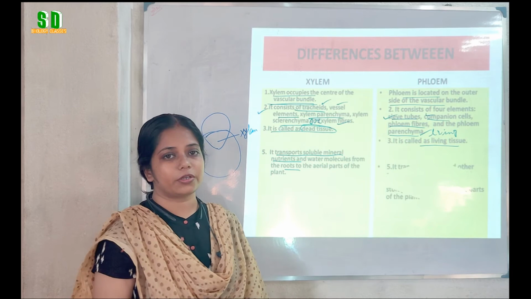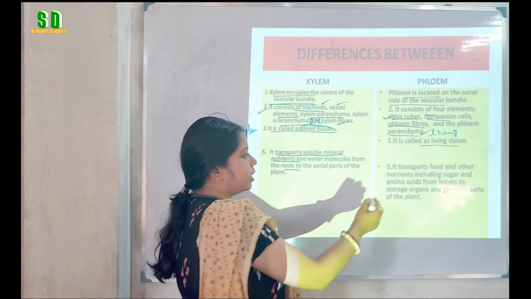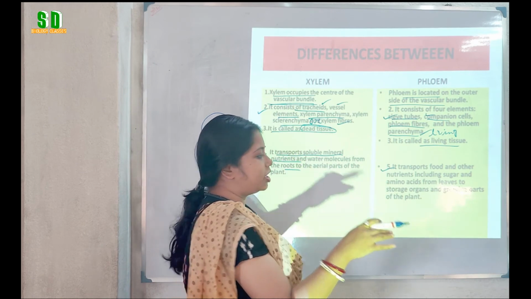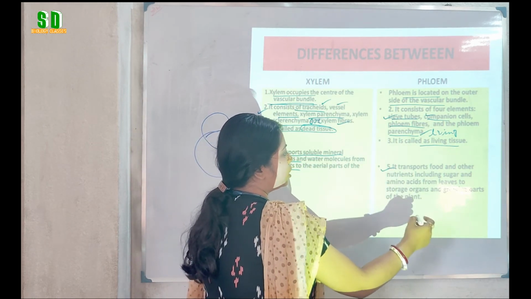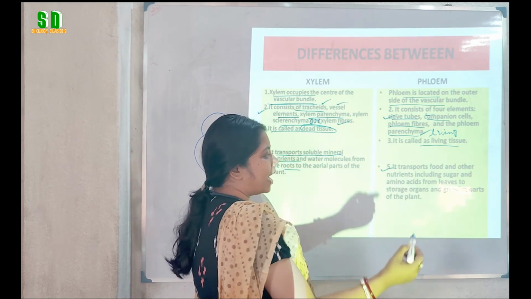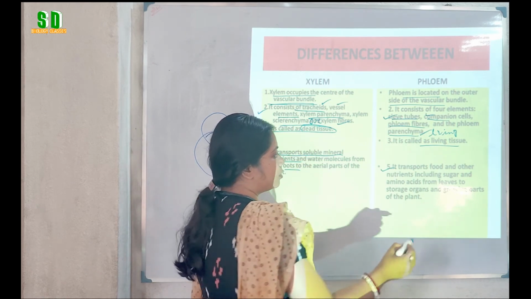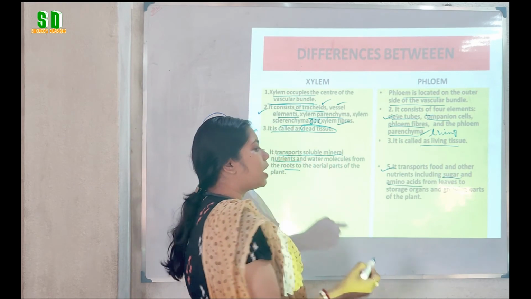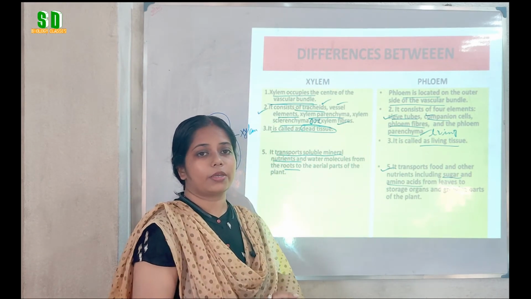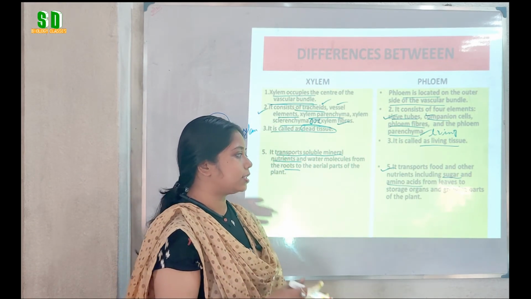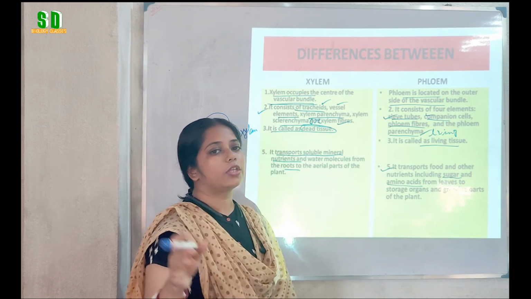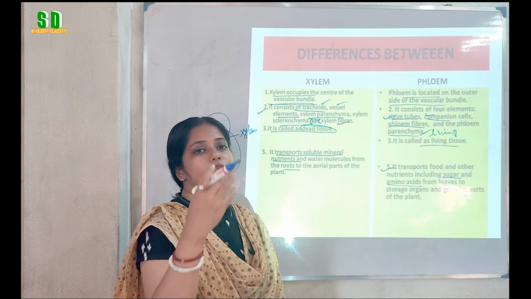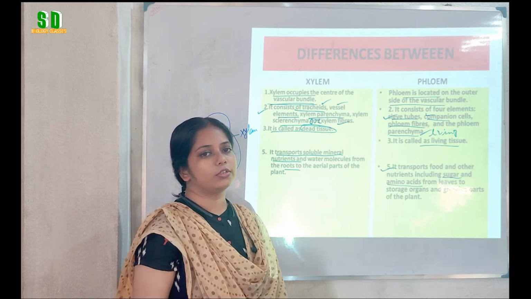Now the food is prepared in the leaf. By the help of the phloem tissue, the food that is prepared in the leaf is transported to the different parts of the plant body. But not only the food materials, it includes the sugar and the amino acid, and the sugar and amino acid in the soluble form is transported from the leaves to the growing regions of the plants, that is to the leaf tip, to the shoot tip as well as to the root tip portion.